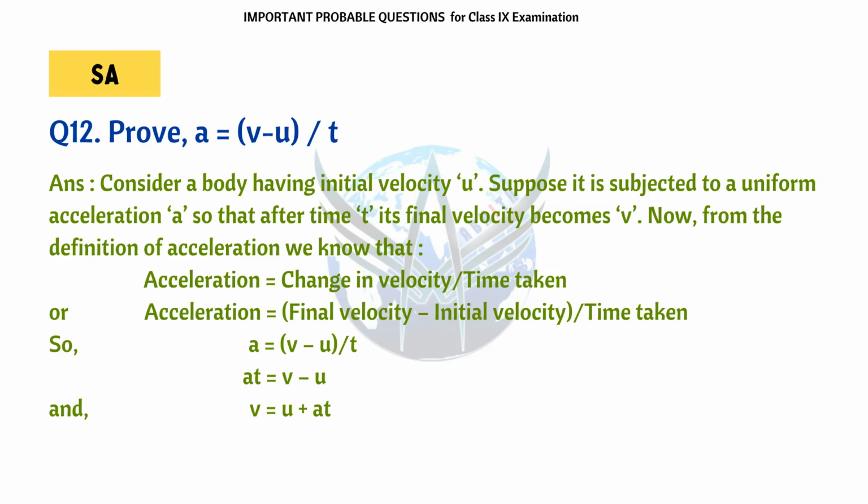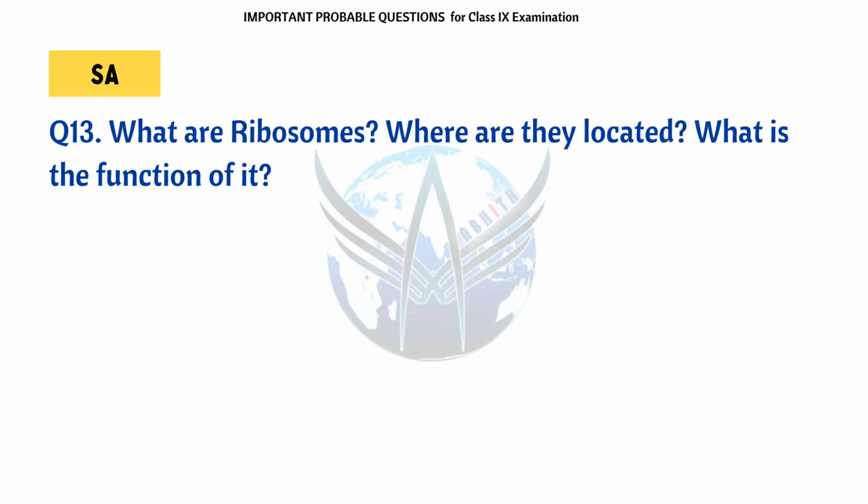Taking t to the left side, you will get at equals v minus u, and then taking u to the other side, you will get v is equal to u plus at. So this is the proof. Since the question asked for a equal to v minus u by t, we will stop there, but if full derivation is asked, then you would have to derive fully.